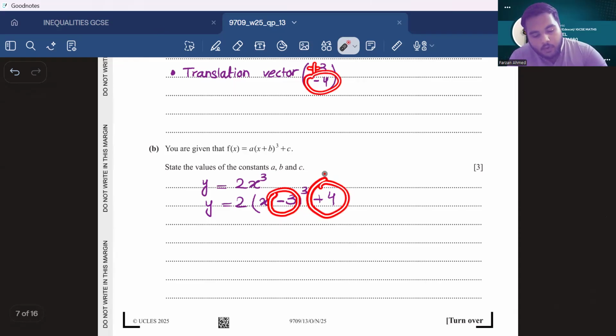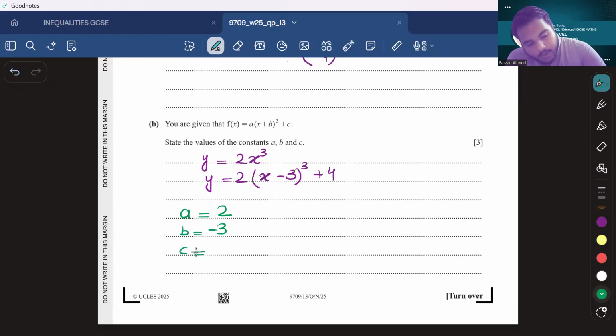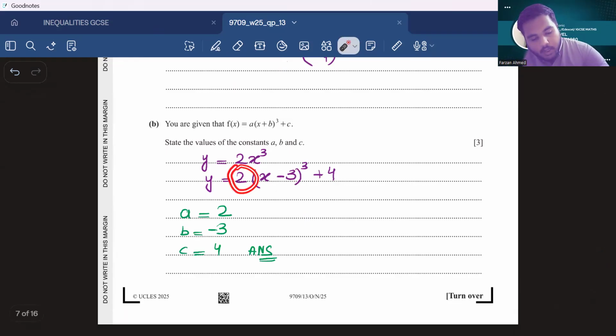So what are the values of a, b, and c? The value of a is 2, the value of b is negative 3, and the value of c is positive 4. So this is our final answer for question number 6 part B. Look, here is a equals 2 and the x stays the same, b will be negative 3 and c will be positive 4.